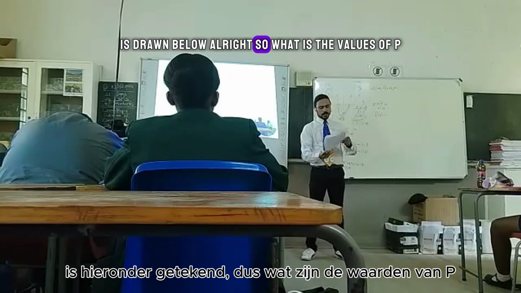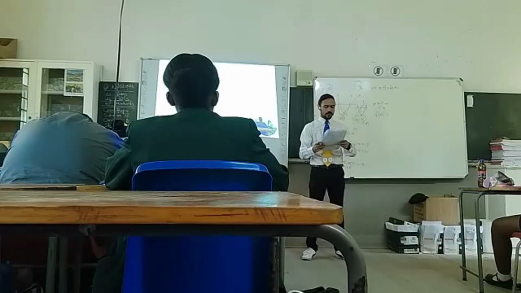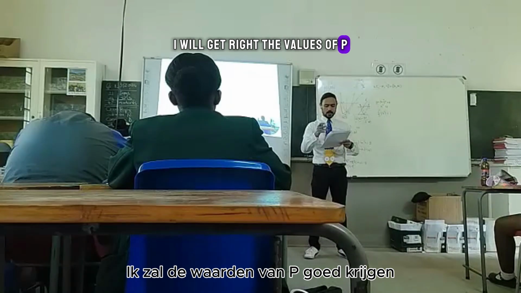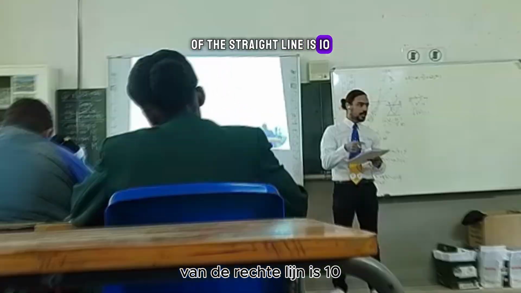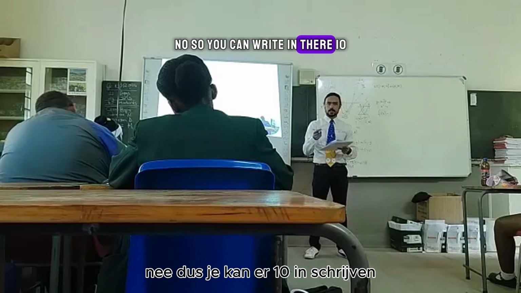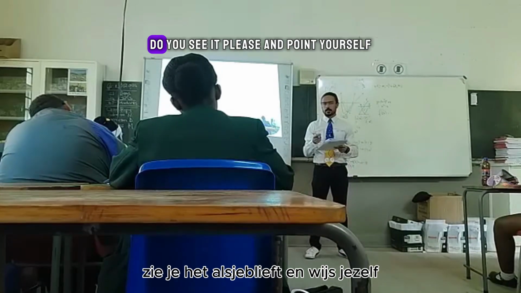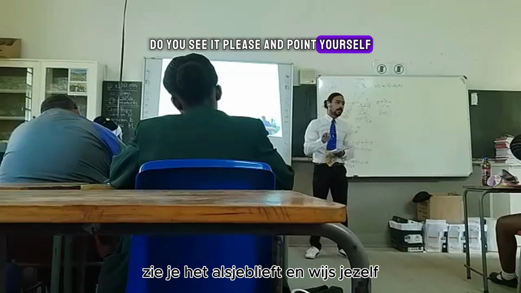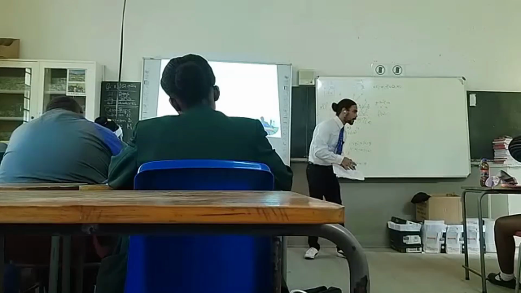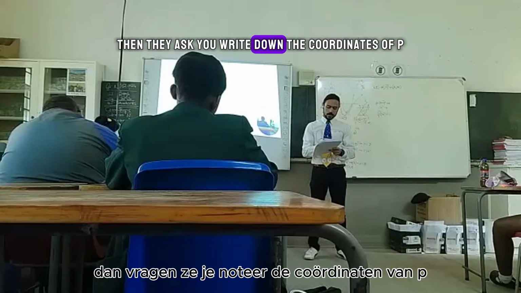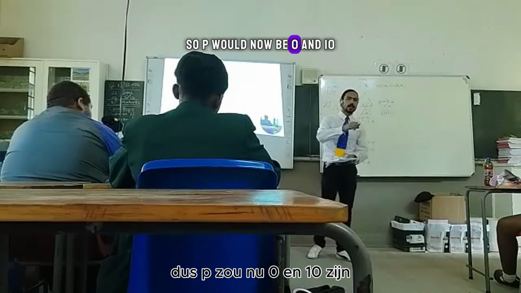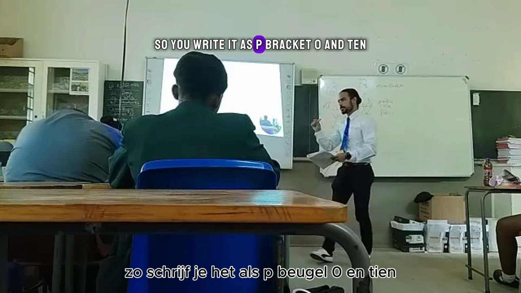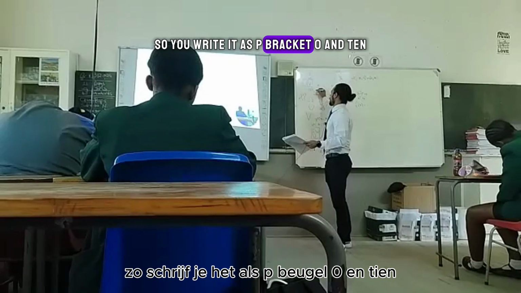Alright, so what is the value of p? Who can tell me what is the value of p? I will fill it in on my sketch. The y-intercept of the straight line is 10. So you can write in there 10. Do you see it? Please point to yourself, why am I writing that 10 in? Then they ask you to write down the coordinates of p. So p would now be 0 and 10. So you write it as p bracket 0 and 10.